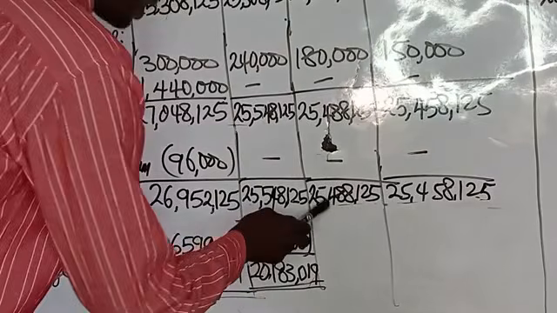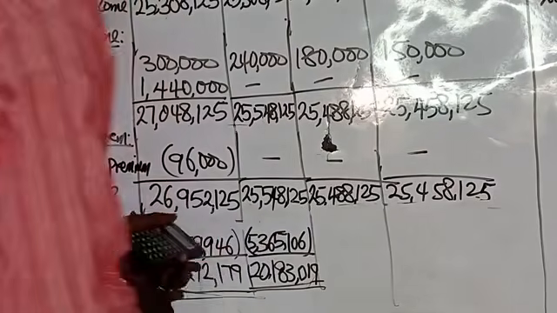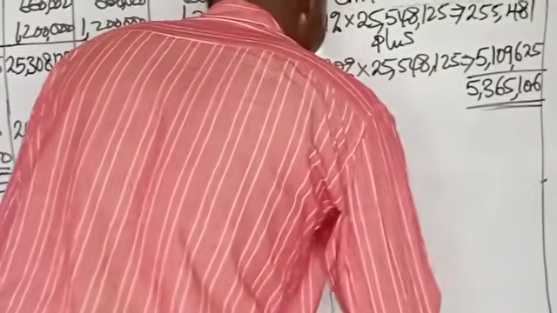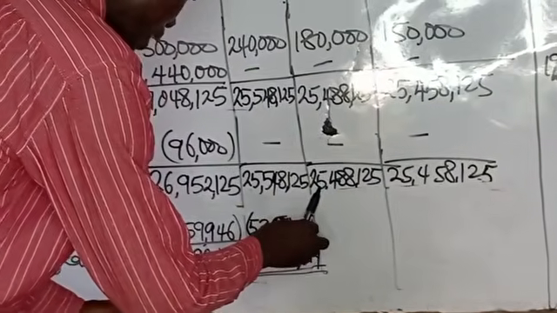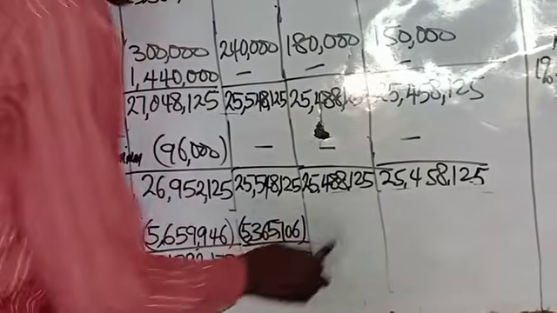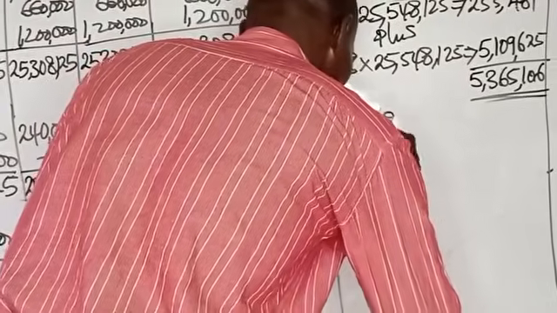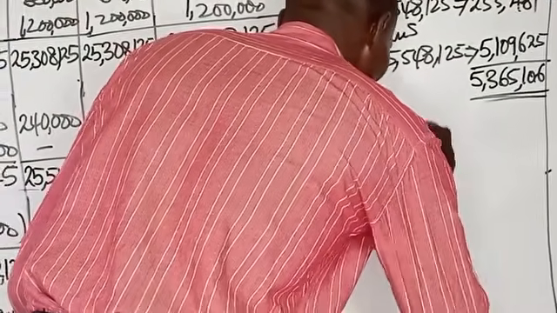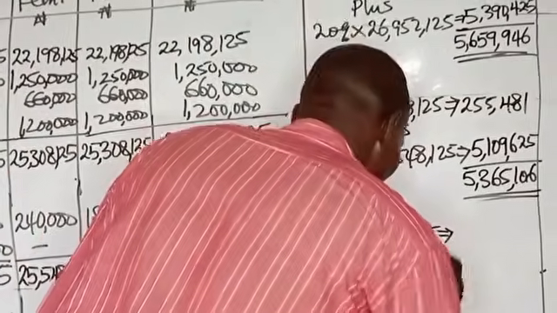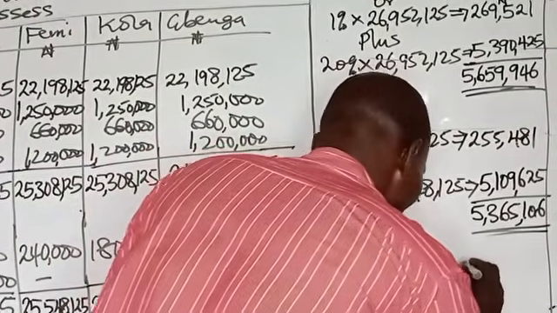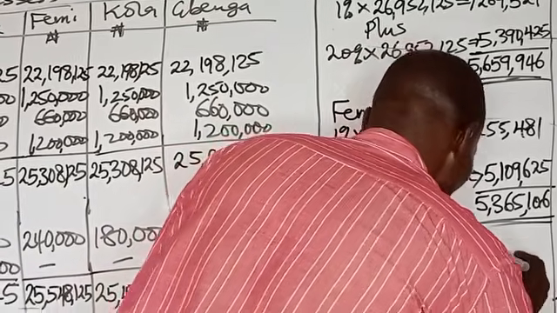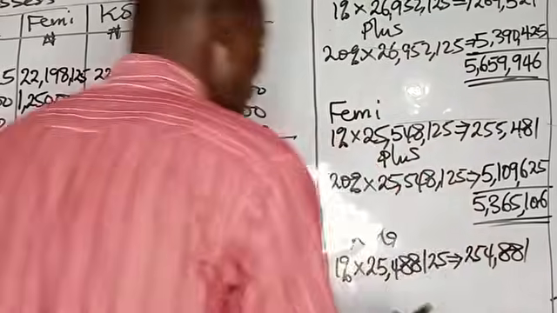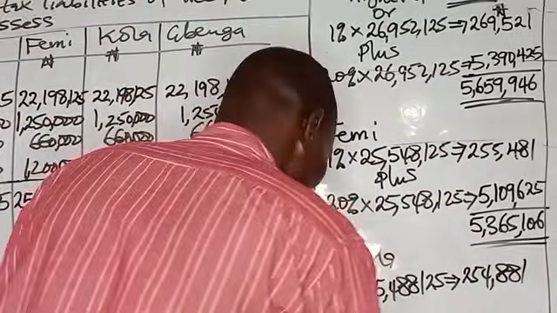The next person is Kola. Consolidated relief allowance of Kola, 1% of gross income. How much is the gross income of Kola? 25,488,125. The 1% of that is 254,881, which is still greater than 200,000. So this will be considered.